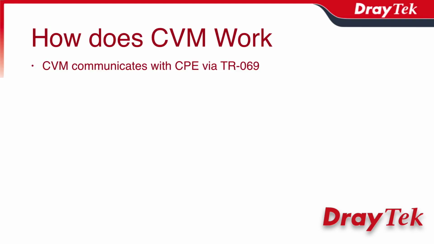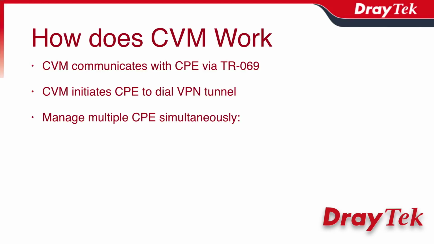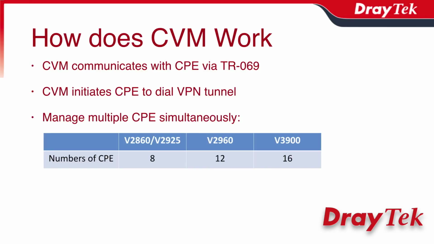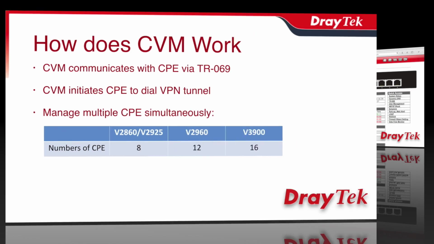How does the CVM work? The CVM communicates with the CPE via the TR069 protocol. CVM initiates CPE to dial the VPN tunnel, and it allows you to manage multiple CPEs simultaneously. For example, the Vigor 2860 is allowed to handle up to 8 CPEs.